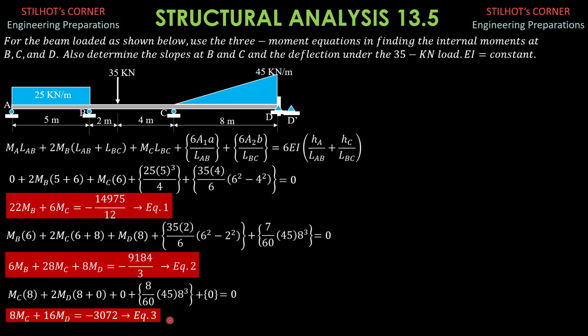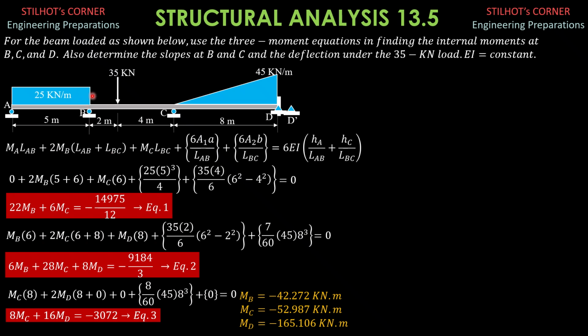So the allowed calculator is capable of solving 4 simultaneous equations. There are only 3 simultaneous equations here. So using that calculator, MB equals negative 42.272 kilonewton meter. M sub C is equal to negative 52.987 kilonewton meter. And M sub D is equal to negative 165.106 kilonewton meter.